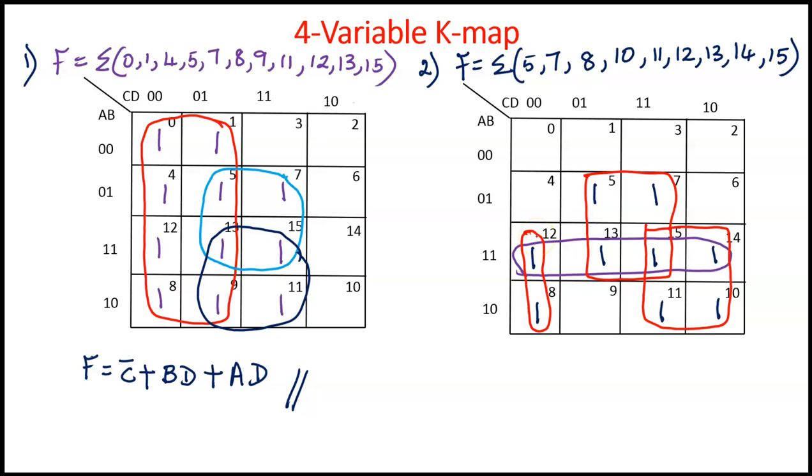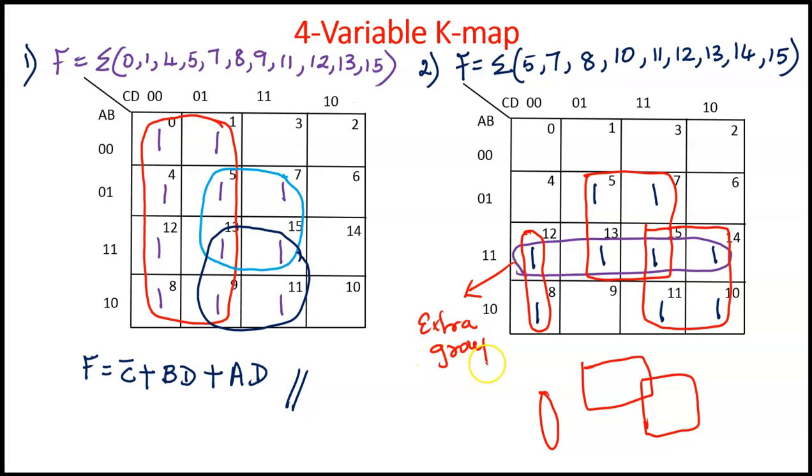In this type of example, there is one important concept behind this grouping, that is called a redundant group. If you see here, without making this four ones as a single group, this combination and this four combination and this four combination, all the ones are grouping each other. So this is an extra group. This kind of thing is called redundancy, a redundant group. So we can remove this group and we can make these three combinations itself, and we can frame the equation.